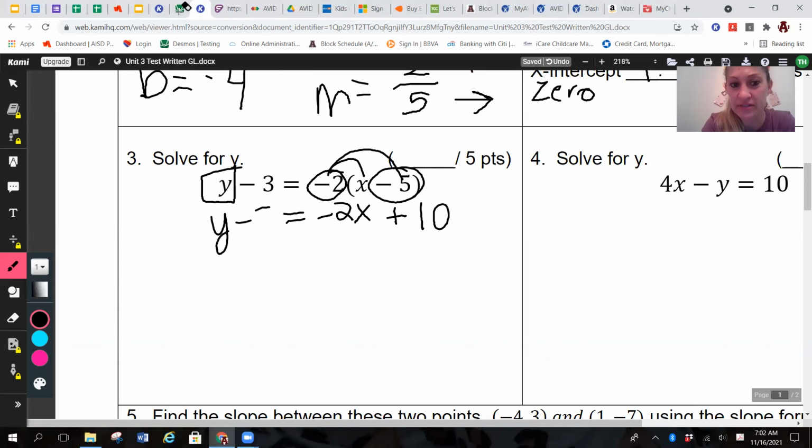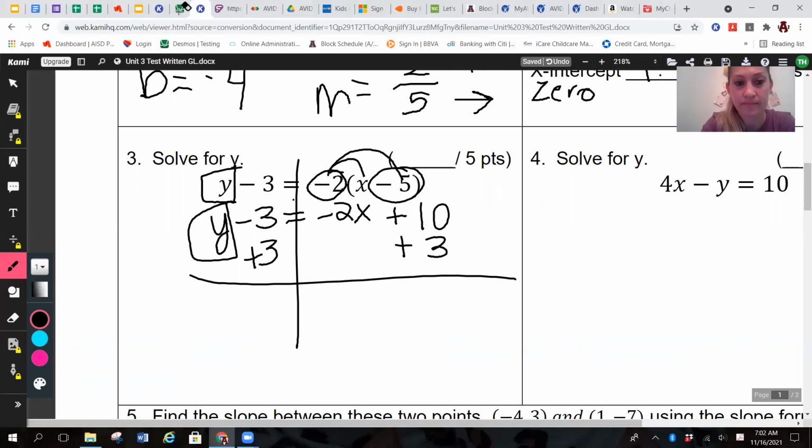Recopy the left side. And now we're ready to get the y by itself now that we have simplified the other side. So we would do the opposite of -3. We would do +3. And there is the equation solved for y.